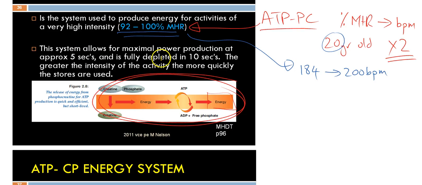Again, very high intensity or maximal power production at approximately 5 seconds. So it'll take 5 seconds for the ATP PC system to reach its peak rate of production. However, because of its very low capacity, the system won't be able to provide a meaningful amount of energy after approximately 10 seconds of continuous, very high intensity activity.